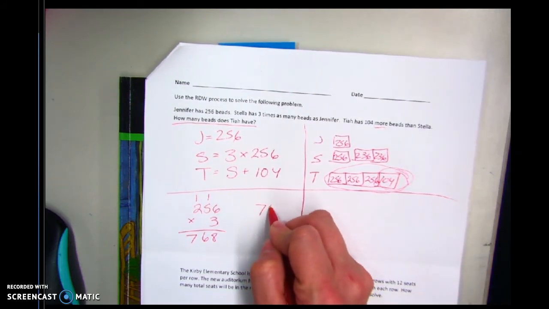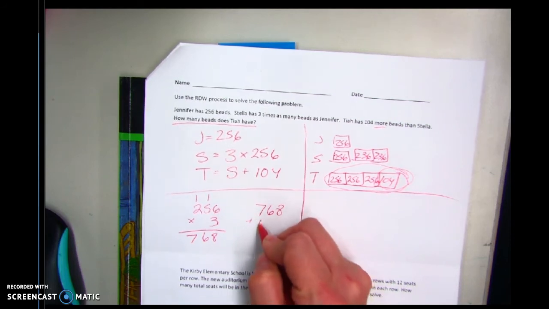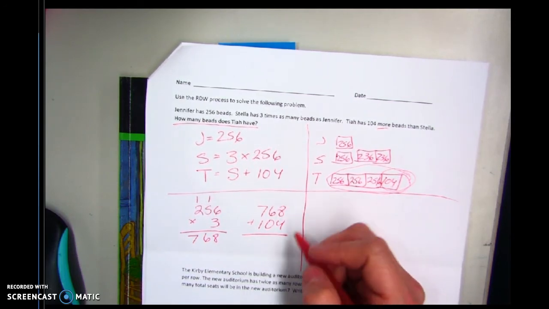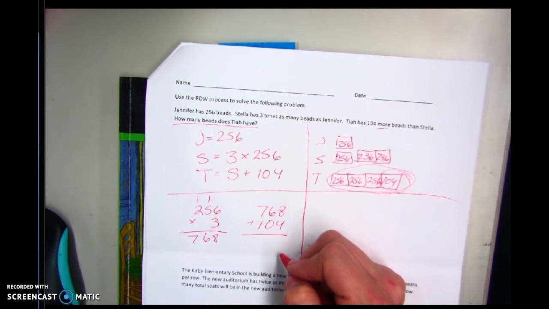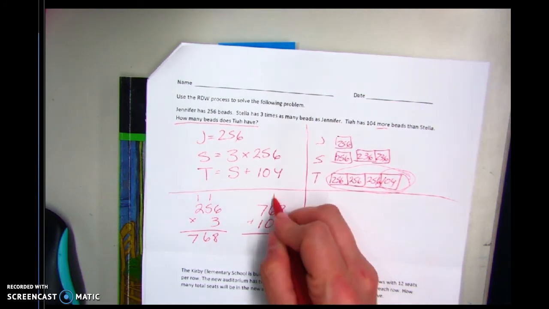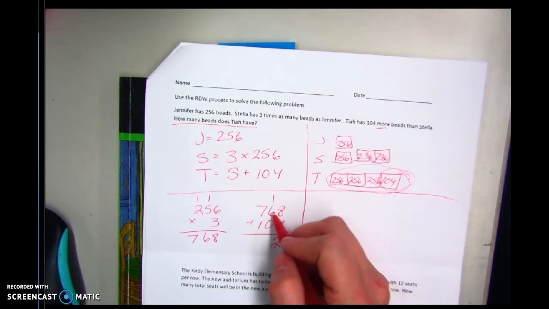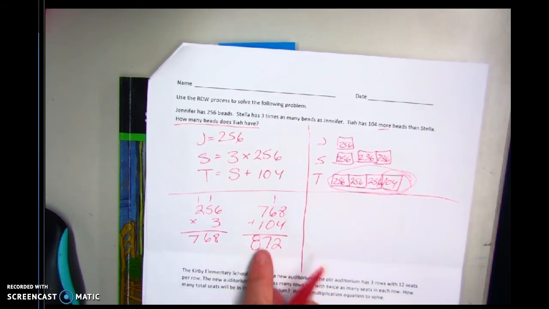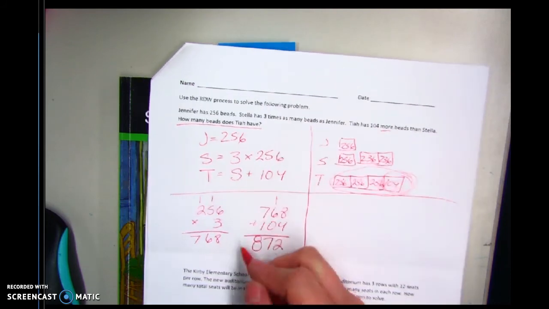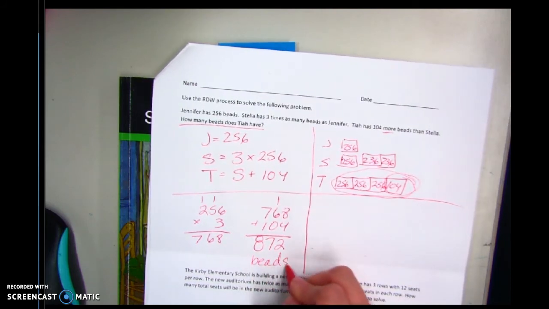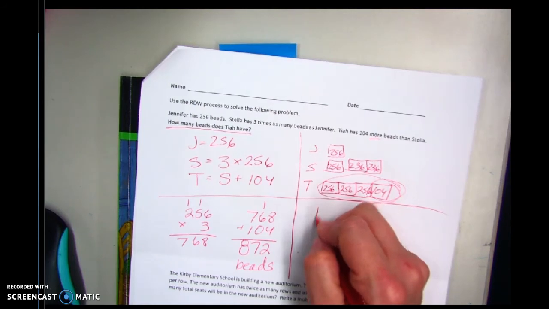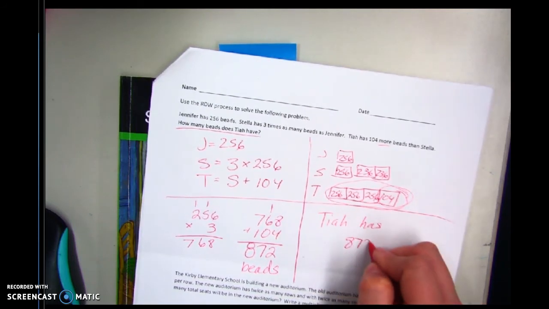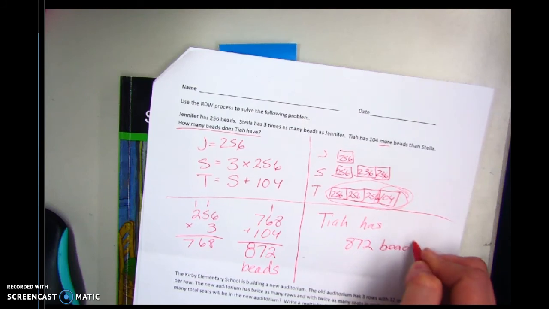So 768 plus 104. 8 plus 4 is what? 12. 2 goes down, 1 goes up. 6 plus 1 is 7. 7 plus 1 is 8. Now, I am counting beads. So, Tia has 872 beads.